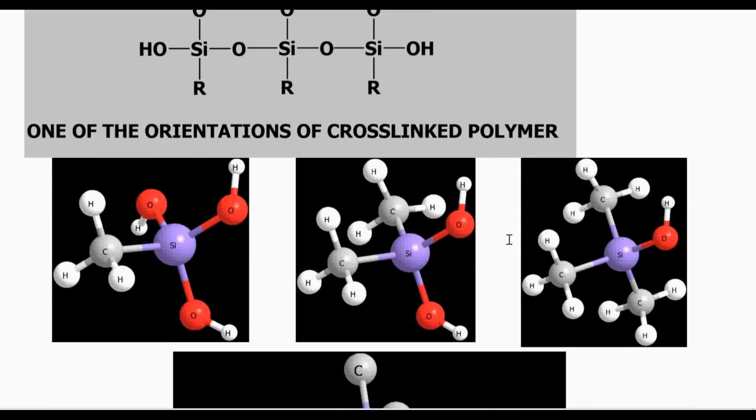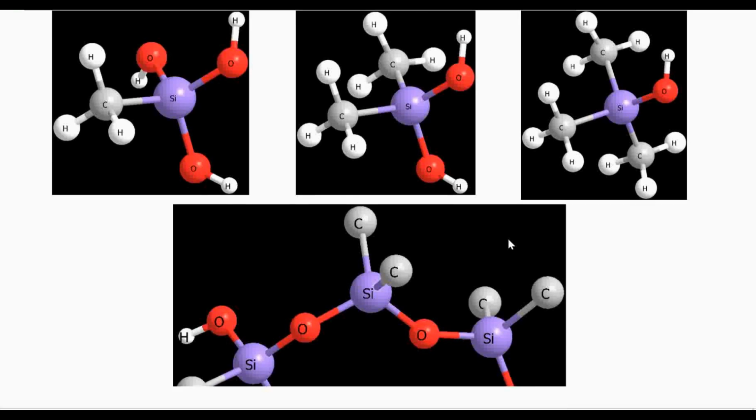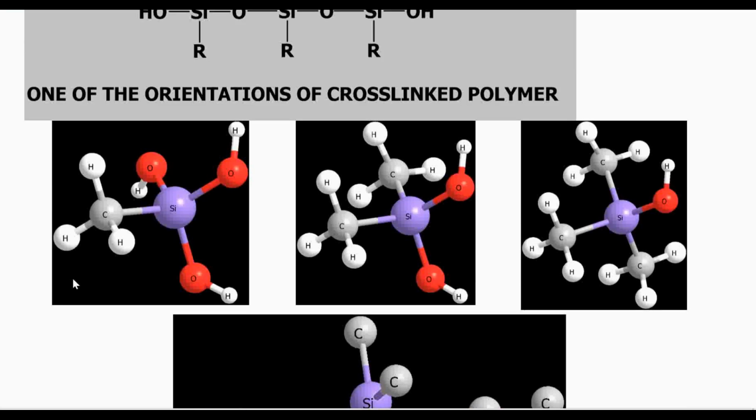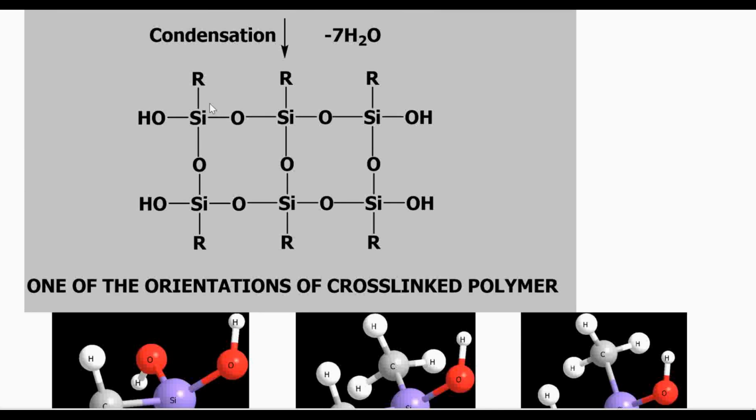Now, in order to make this picture more clear, I am showing you some 3-dimensional structures. What we have seen in the 2-dimensional structures is that it appears that the silicon is square planar, but actually silicon is not square planar. Silicon, it belongs to carbon family.